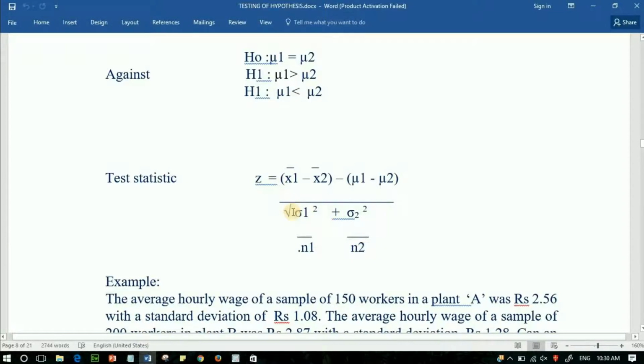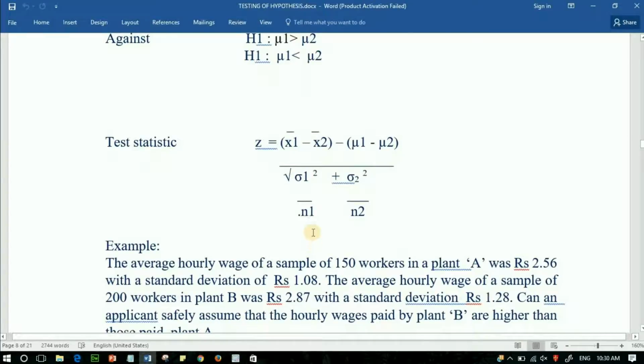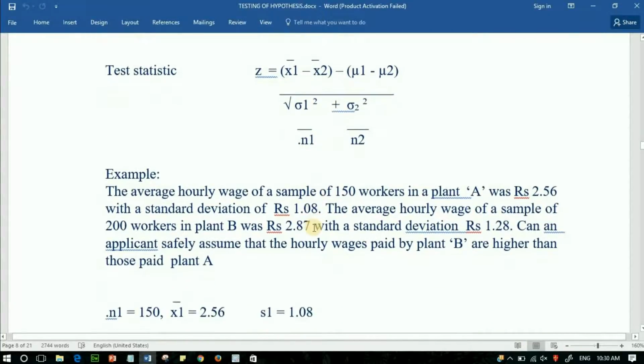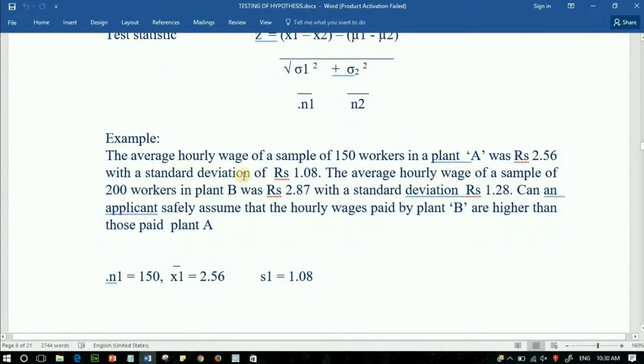Here sigma 1 is the population standard deviation of the first population, and sigma 2 is that of the second population. n1 is the sample size of the first population and n2 is the sample size of the second population. Then this is a simple problem. The average hourly wage of a sample of 150 workers in plant A was rupees 2.56 with a standard deviation of rupees 1.08.